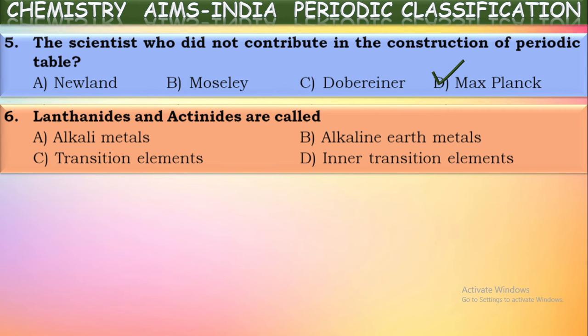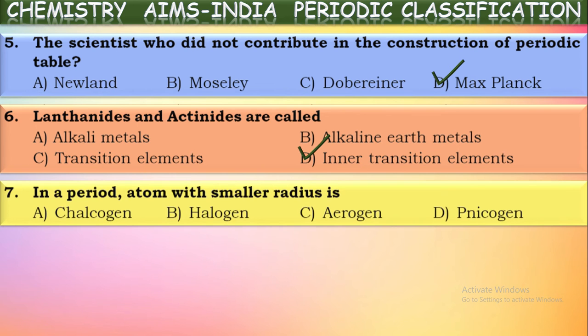We know these elements are written separately in the periodic table at the bottom, in two horizontal rows. The first horizontal row is called lanthanoids and the second horizontal row is called actinoids. These two together are called inner transition elements because they are written separately from the transition elements. Lanthanoids and actinoids are together also called f block elements. So here they have given inner transition elements.